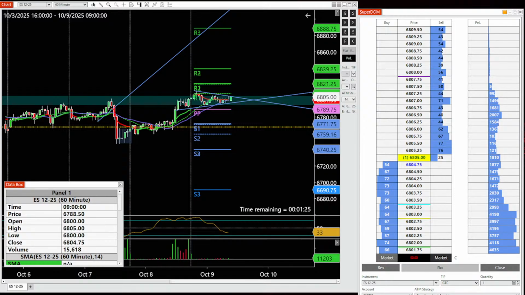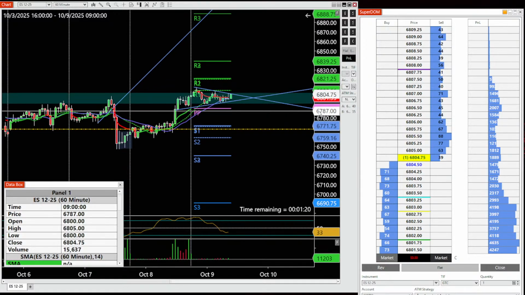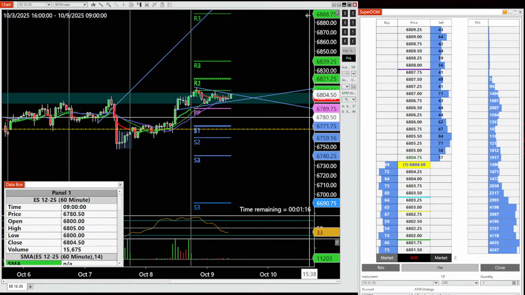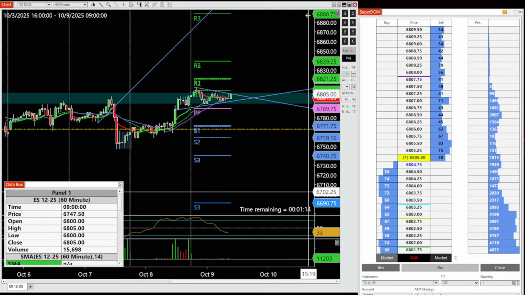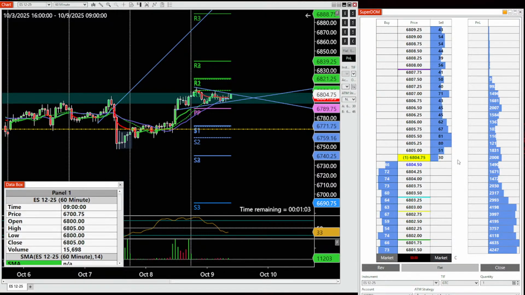About 2 minutes. Another 60-minute bar opens up. Get past these orders here. Got orders trying to step in front of that 525, 80, 82. Trying to stack some orders above 5.